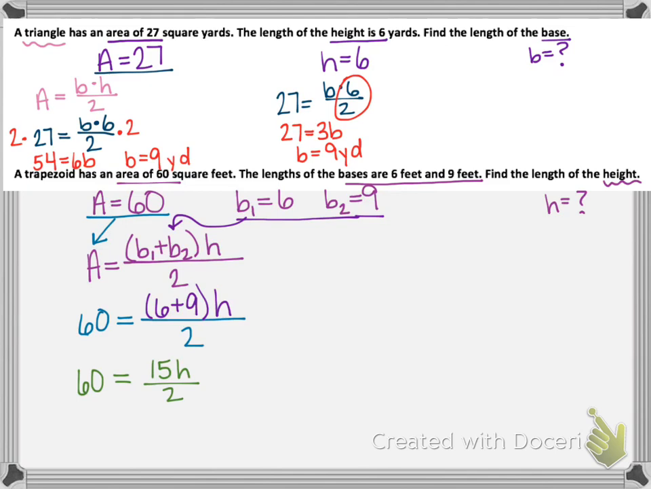So you can multiply by 2 on both sides. Or at least that's what I would do. Because otherwise you're going to get 7.5 and that's gross. So I've got 120 equals 15h. What is 120 divided by 15? 120 divided by 15 is 8. There we go. So my height is equal to 8. Okay, and that'll be feet.